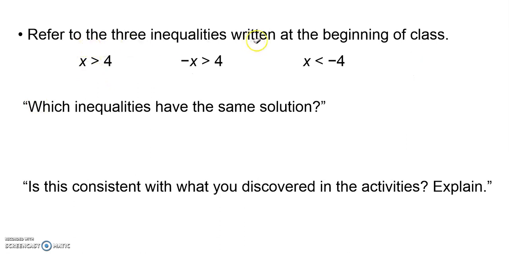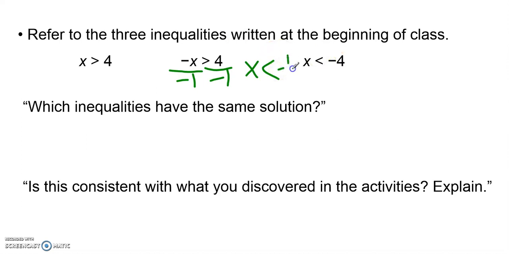So refer to the 3 inequalities written right here. Which inequalities have the same solution? Is this consistent with what you discovered? Okay, so I don't think we did these in class, or maybe we did, but I'm just going to do these and show you how it changes. So we don't have to do anything to this one. It's done for us. Here, I'm going to divide by -1 to get rid of that -1. So I get x, and then I have to switch the sign, and then it's -4. I have to switch the sign because I'm dividing by a negative.